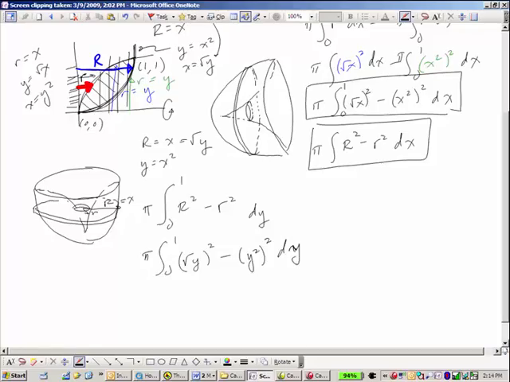And check this out. It should come as no surprise that these two answers are actually the same, right? One is just root x squared minus x squared squared dx. The other is root y squared minus y squared squared dy. The same exact setup, just using different variables.